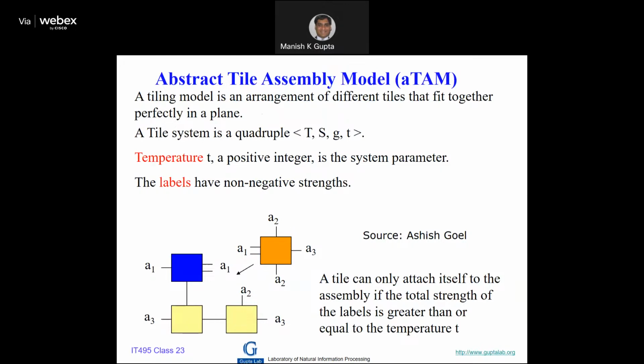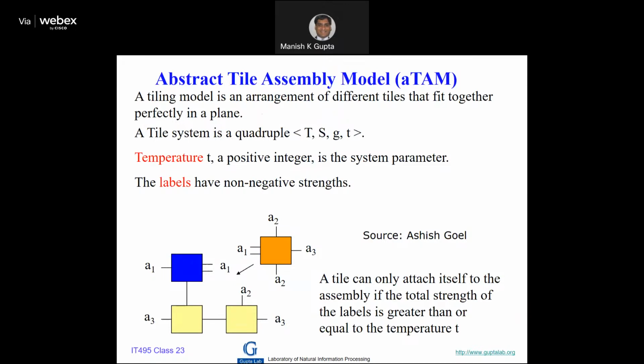Now there is a free tile which would like to combine here. Remember, in the Wang tile business, the color should match. So here the label should match: A2 should match to A2, A3 should match to A3, and so on. And the combined strength, right? Here this A1 will combine with here, and this A2 will combine with here. So this tile can attach.